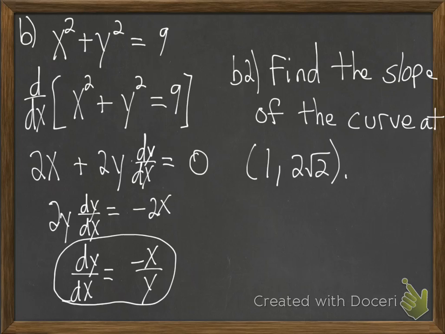At 1, 2 root 2. Now, quick confirmation shows us that yes, this is in fact a point on that graph. Plug in 1, you get 1 squared, plus 2 root 2 squared, which would be 8, and 1 plus 8 is 9. So we'd like to find the slope of the curve at that point.